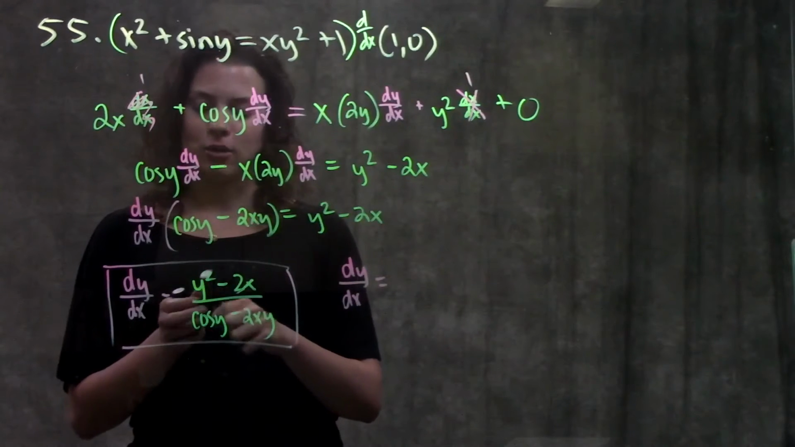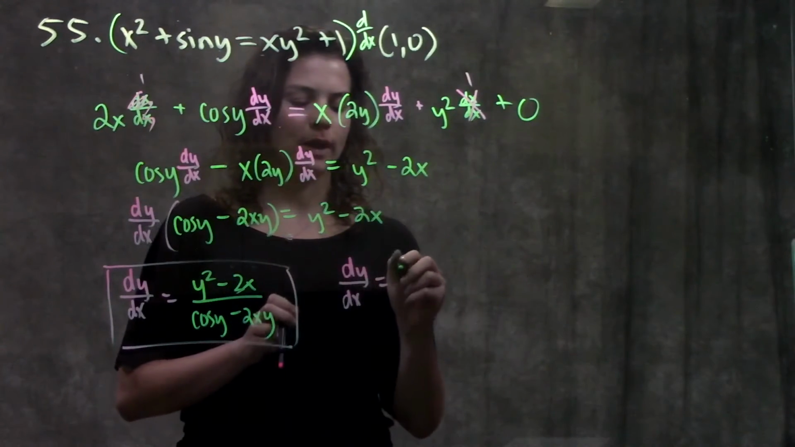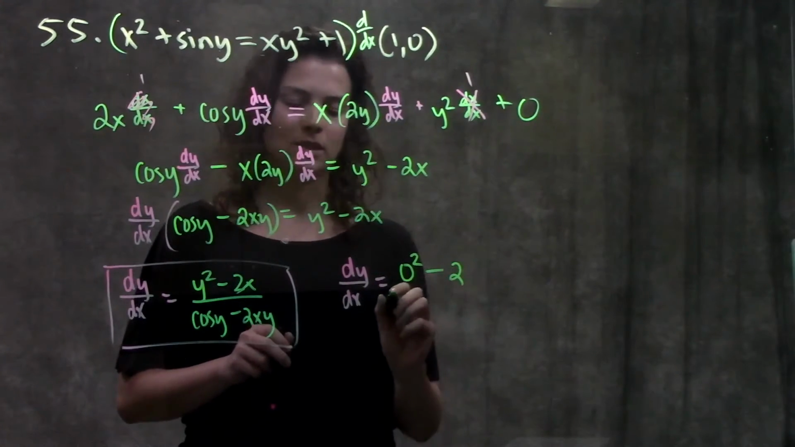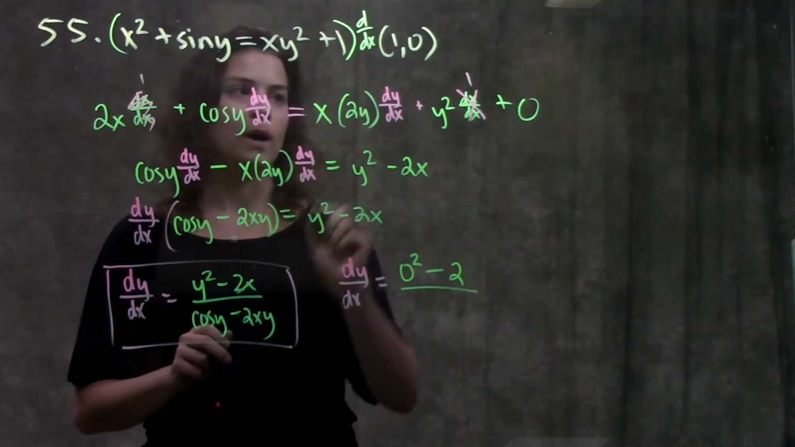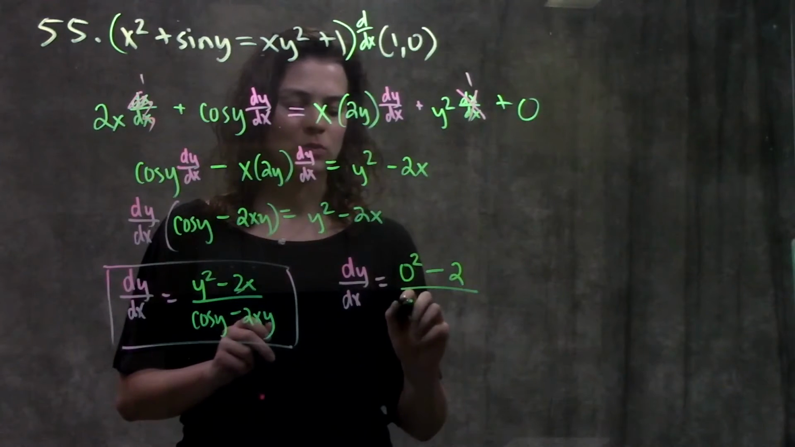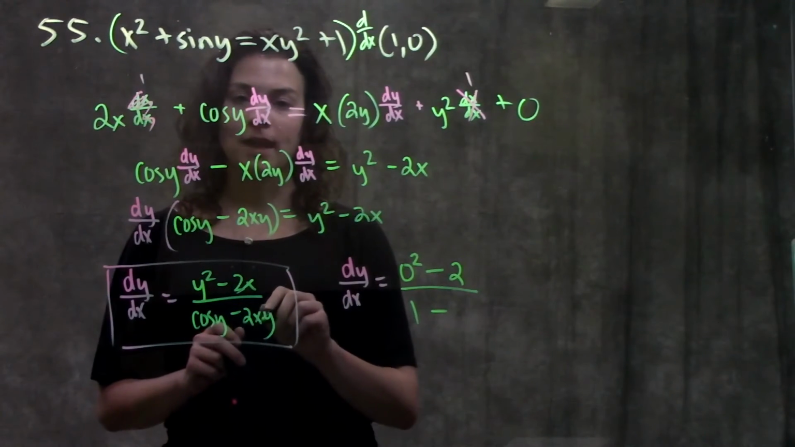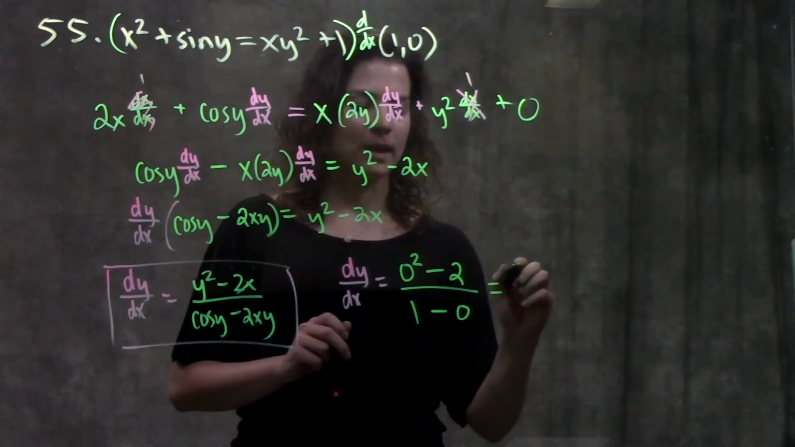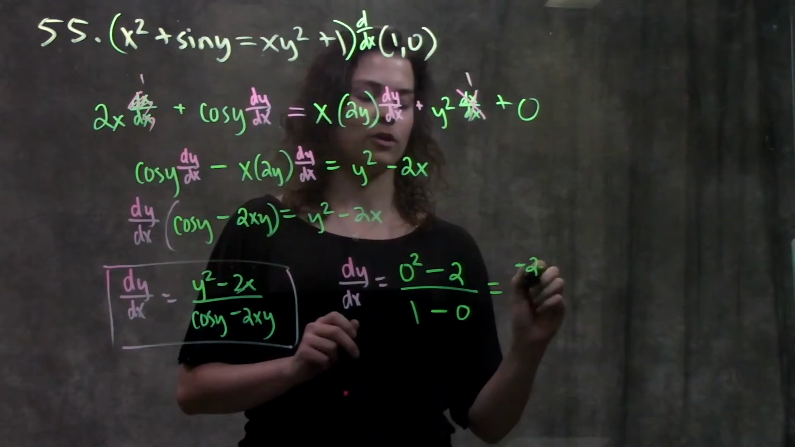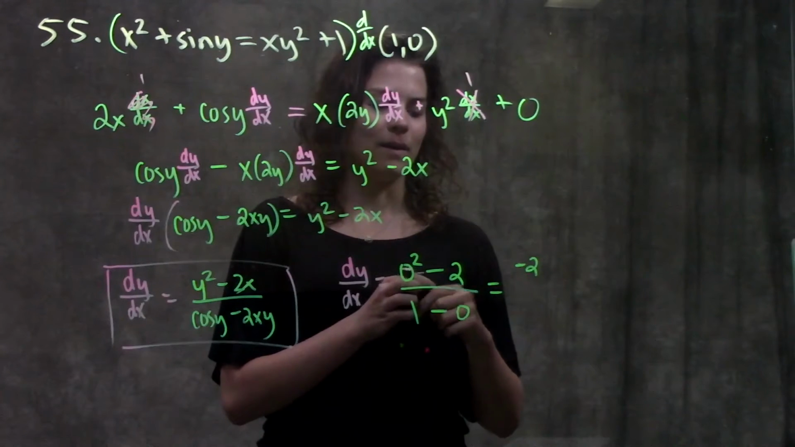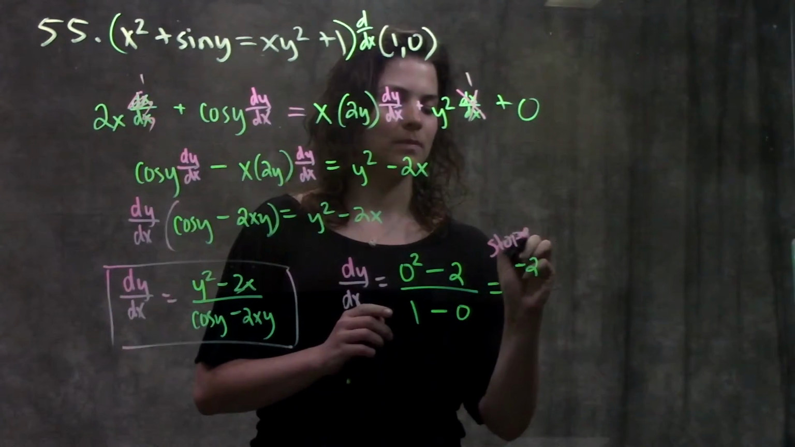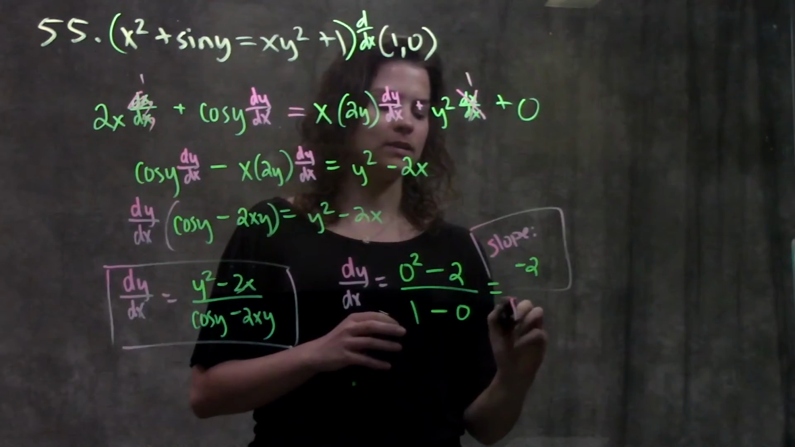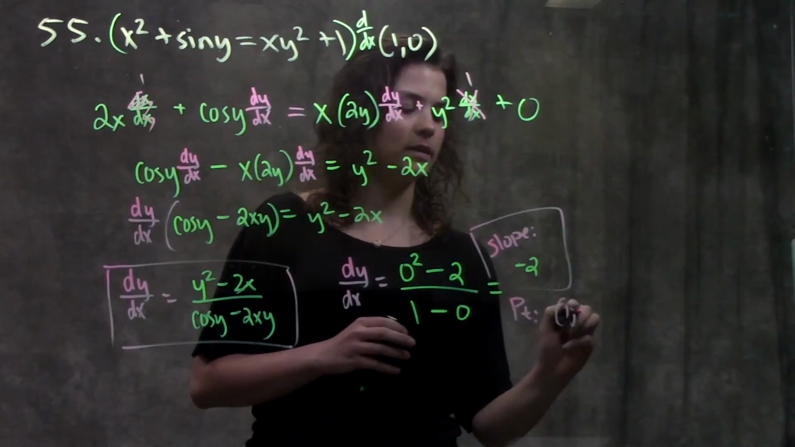When we plug in 0 for y, we get 0 squared minus 2 times x, or 2 times 1 just gives us 2, over cosine of y. Cosine of 0 is just 1, minus 2 times x times y, that'll end up just being 0. So our slope becomes minus 2 over 1, or just negative 2. Okay, so here's our slope. It is just minus 2. And the point that they gave us is (1, 0).